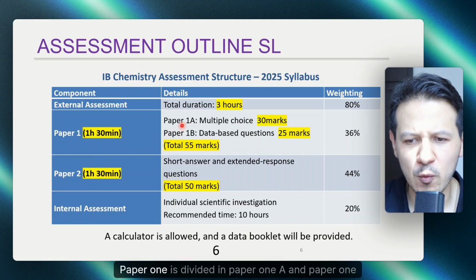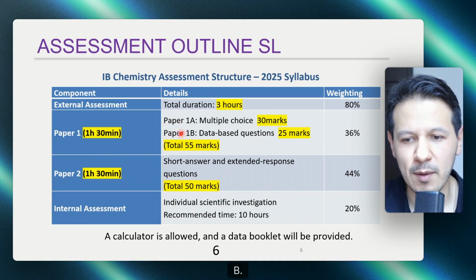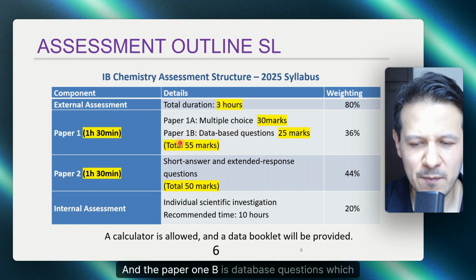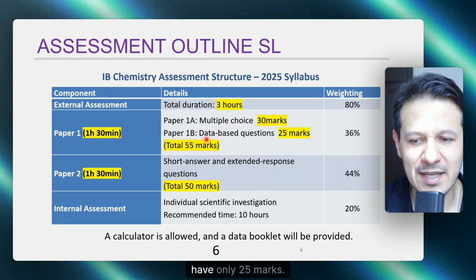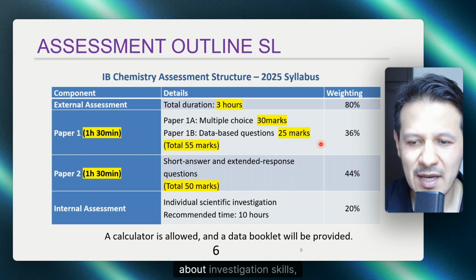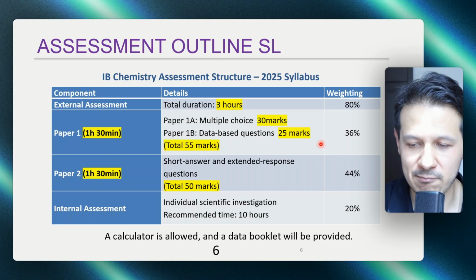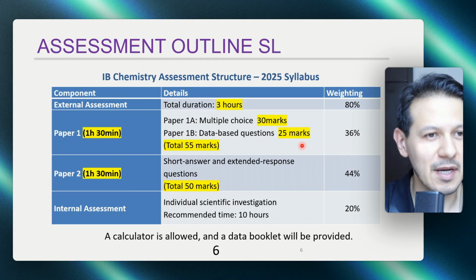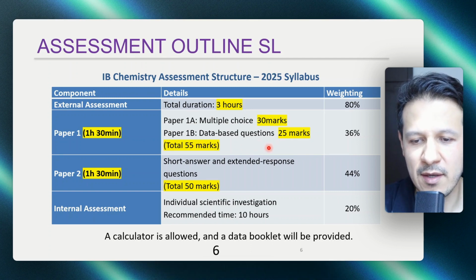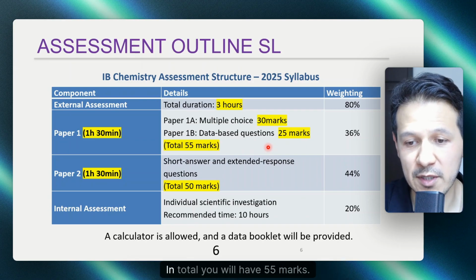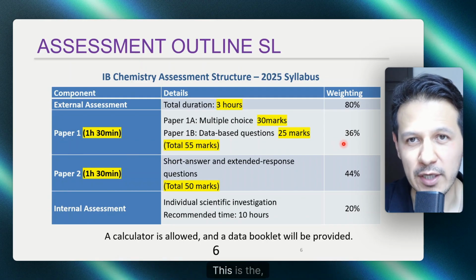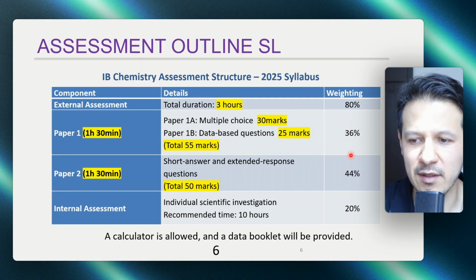What is paper one? Paper one is divided in paper 1A and paper 1B. So part A is multiple choice questions. You will have 30 marks. And paper 1B is data-based questions, which have only 25 marks. But I think that this is a little bit more challenging because it's only about investigation skills, processing data, analyzing data, uncertainties, and I will create another video to explain this paper 1B, which I consider is very challenging. In total, you will have 55 marks, and this paper one is 36% of the grade. The weighting will be 36%.